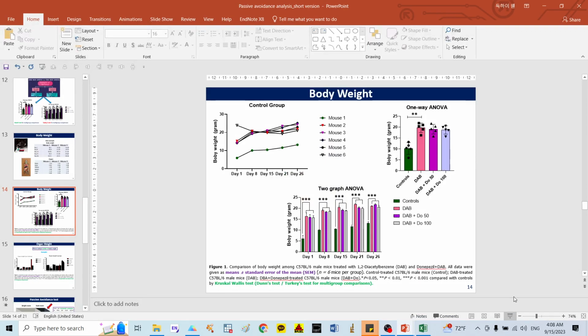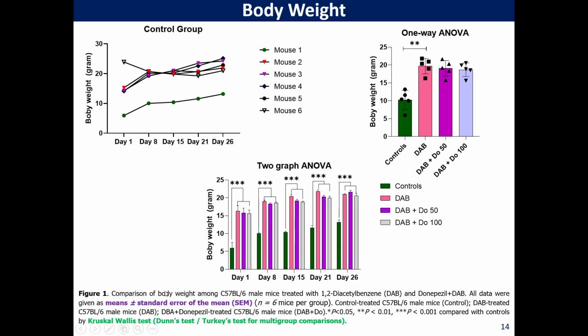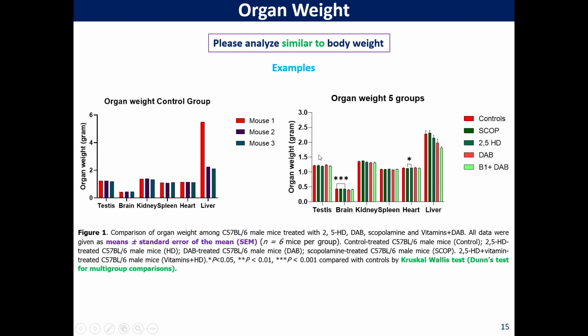So go back to my lecture, and you can make the graph like that. And more important, you need to make the title, right? You can see here the comparison of body weight among mice treated with drug or other compounds, and data given as mean plus or minus standard error of the mean, and the number of mice is 6 per group, right? And here you need to define the abbreviations and define the star here. Similarly, you need to analyze the data for the organ weight. Here I make the organ weight with testis, brain, kidney, and I compare testis, brain, kidney between different groups, so you can do it similarly to the body weight.